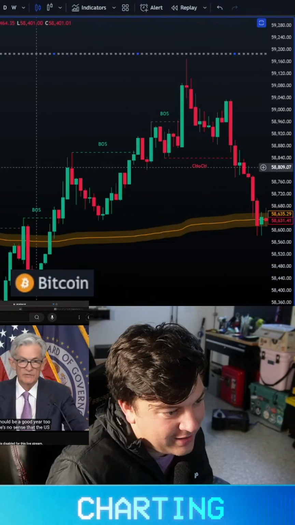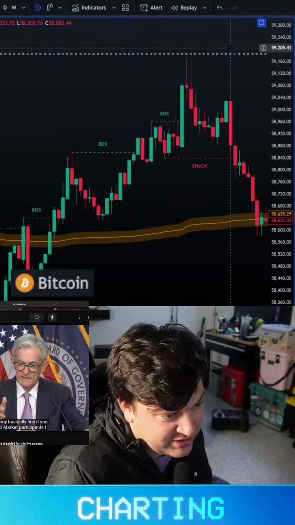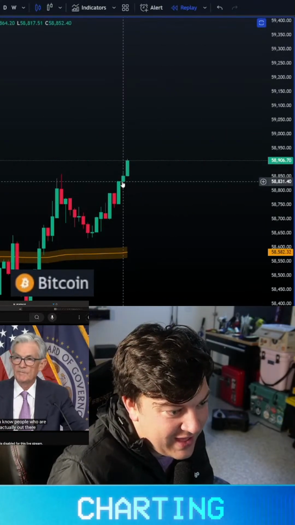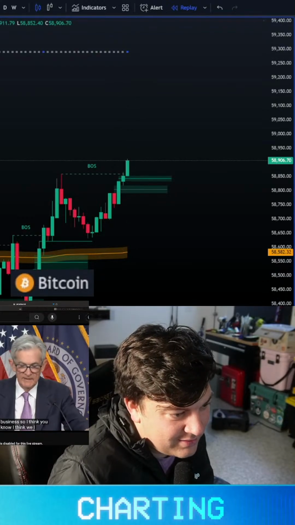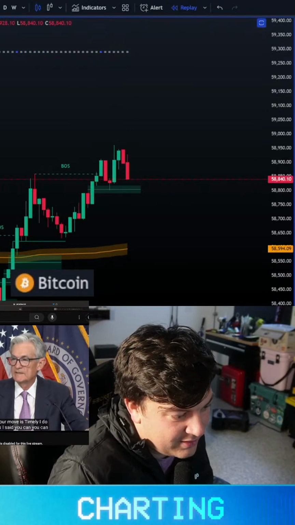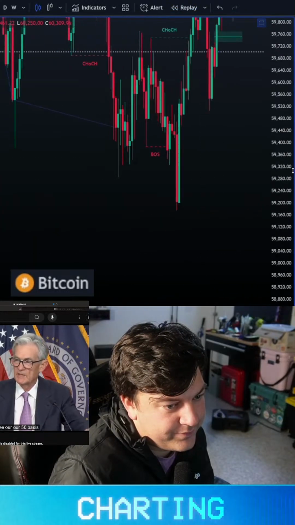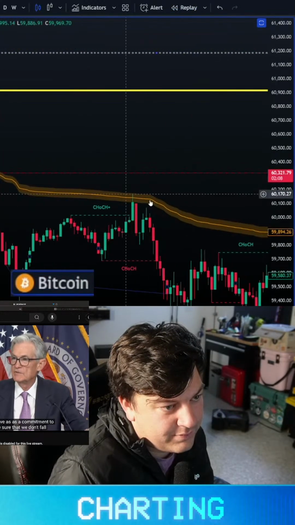If you talk to business people who are actually out there doing business, I think our move is timely. I do, and as I said, our 50 basis point move is a commitment to make sure that we don't fall behind.